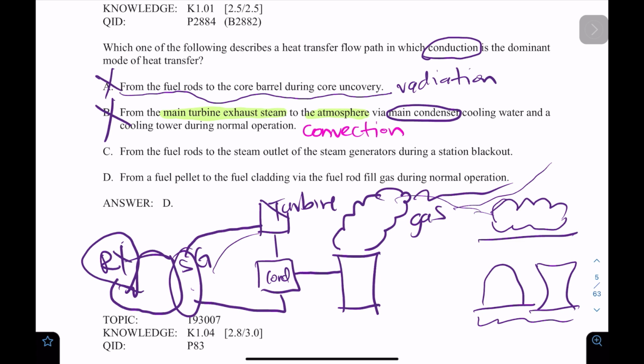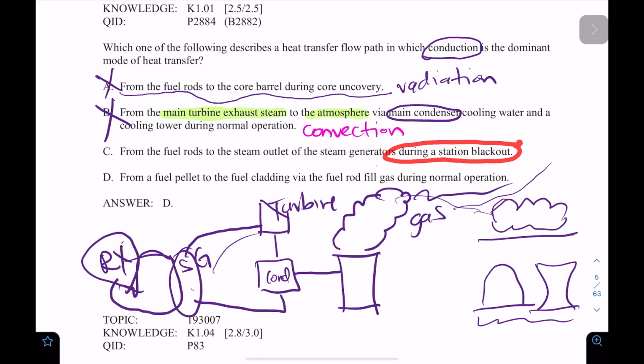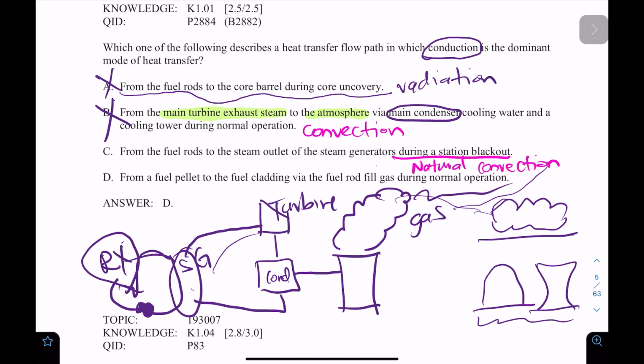Now, from the fuel rods to the steam outlet of the steam generators during a station blackout. Station blackout meaning we are cut off from power from the outside. So from the fuel rods that are going to be here in my reactor to the steam outlet of the steam generator, which is going to be this part, right? What happens during a station blackout? We lose the RCPs, the reactor coolant pumps that are going to be here. What happens when we lose the RCPs? We don't have forced circulation, right? We have natural convection. So that means that this is not the answer, right?